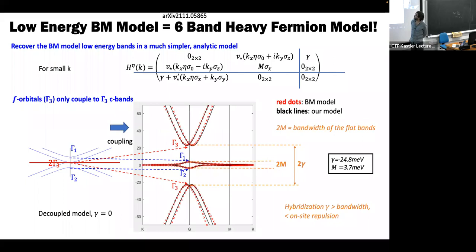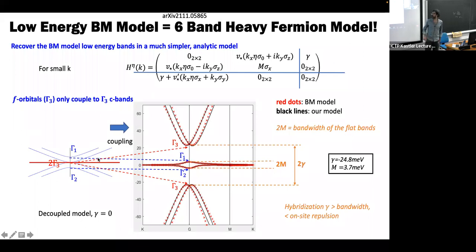So now, if you don't include umklapp, you have a 6x6 Hamiltonian for the Bistritzer-MacDonald model, and this Hamiltonian is in the basis of four conduction fermions per valley per spin, and two heavy electrons per valley. The Hamiltonian of the heavy electrons is zero, okay? Gamma here is the coupling between the heavy electrons and the conduction electrons. And the conduction electrons have the form of a double vortex of AB and twisted bilayer.